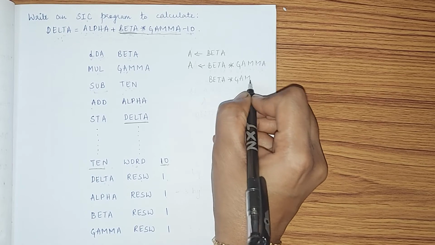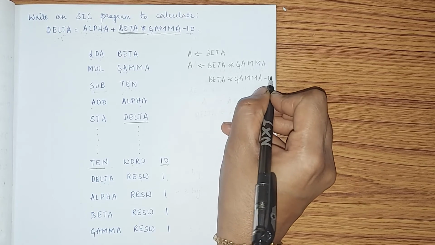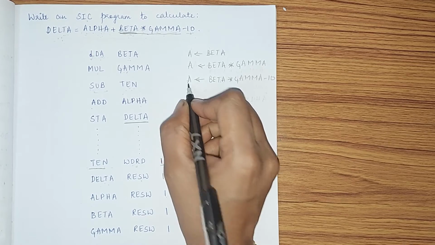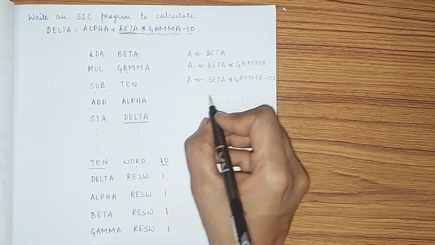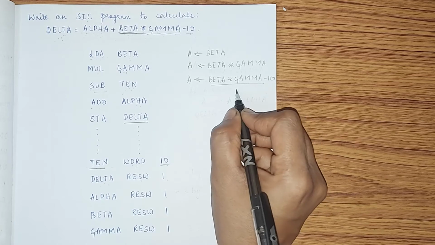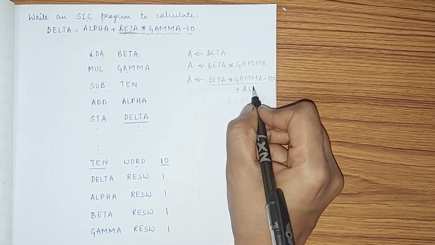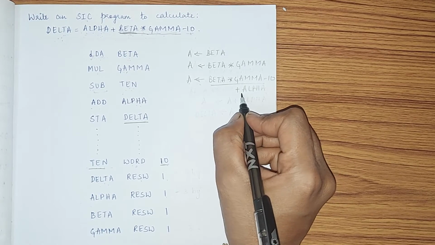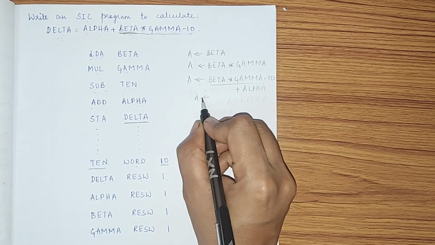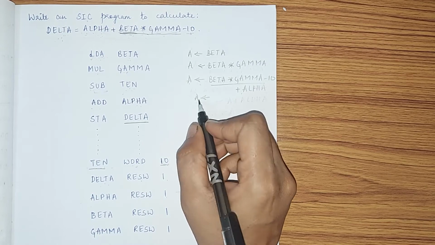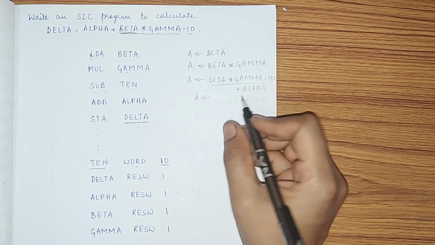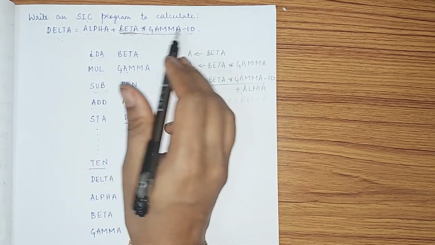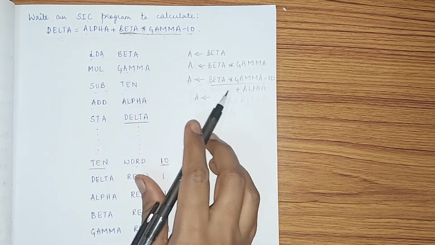Now that is subtracted with 10 and again loaded back into the accumulator A, and then we are going to add alpha. Whatever was there in the accumulator is added with alpha and again stored back to the accumulator. So what does the accumulator contain now? It contains beta star gamma minus 10 plus alpha. This is equal to the same, right? This is equal to this.